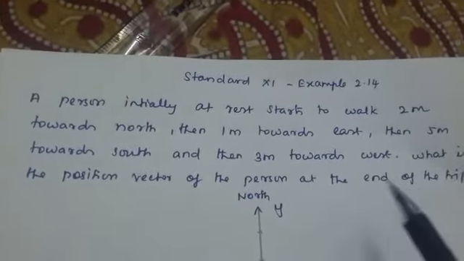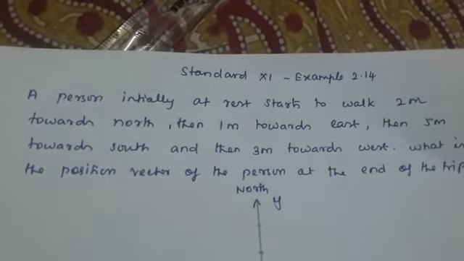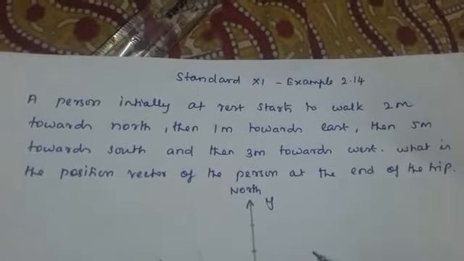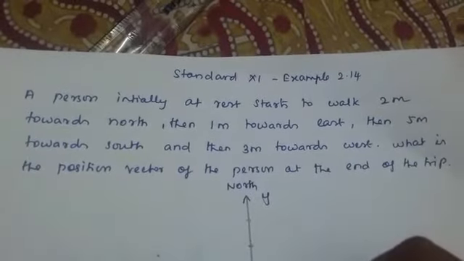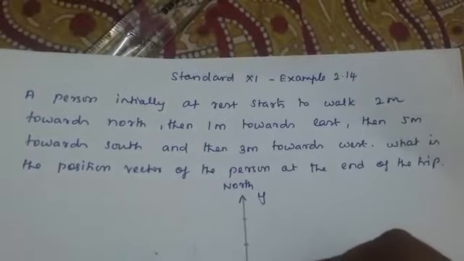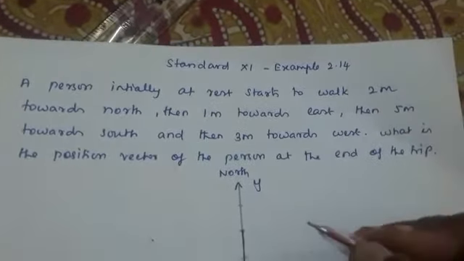So first, initially he is at rest, so he is in the origin. We imagine that he is in the origin, at rest position. Now he starts to walk 2 meter towards the north. So this position is in the positive y-axis. So here he is walking 2 meter towards the north.